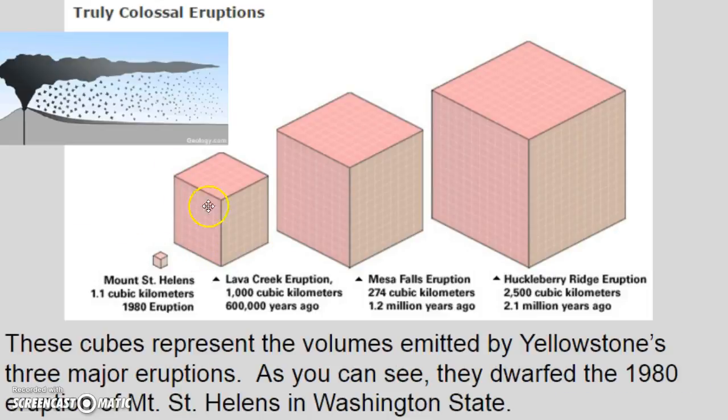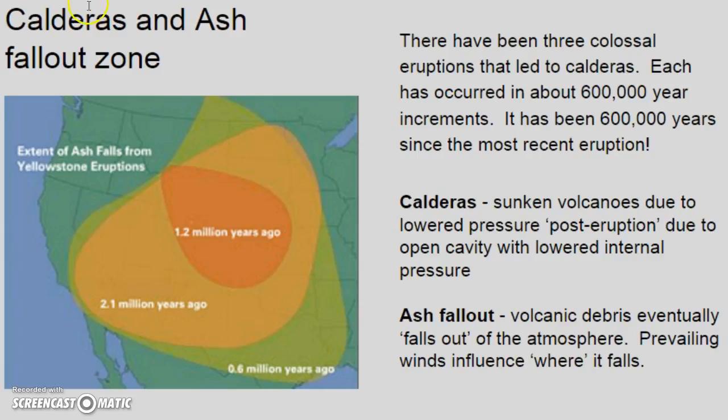So these are mega-scale eruptions. The cubes represent the volumes emitted at Yellowstone's 3 major eruptions. As you can see, they dwarf the 1980 eruption of Mount St. Helens in Washington State. So here we have 3 mega-scale eruptions. And here's where we can find the fallout zones, calderas and ash fallout zone. There have been 3 colossal eruptions that led to calderas. Each has occurred in about 600,000 year increments. It has been about 600,000 years since the most recent eruption.